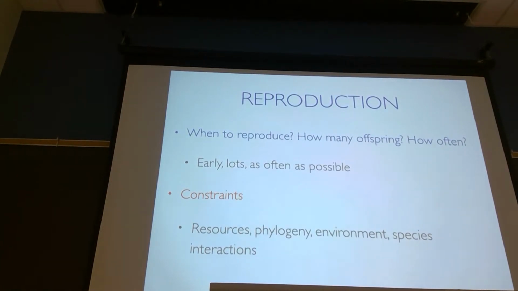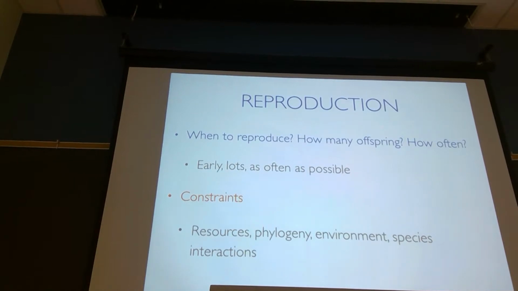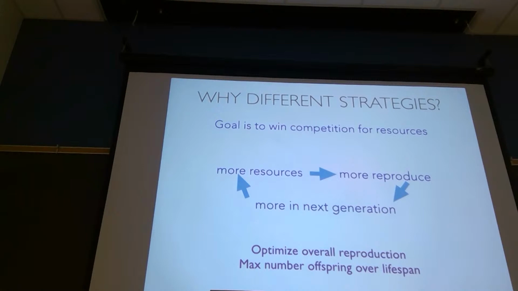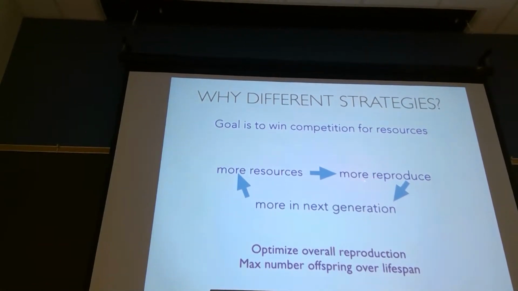Can I ask a question on the last slide? What was that last arrow for? What did you mean by more next generation equals more resources? If there are more of you in the next generation, you automatically get more resources. So you'll be able to produce more females, or males.